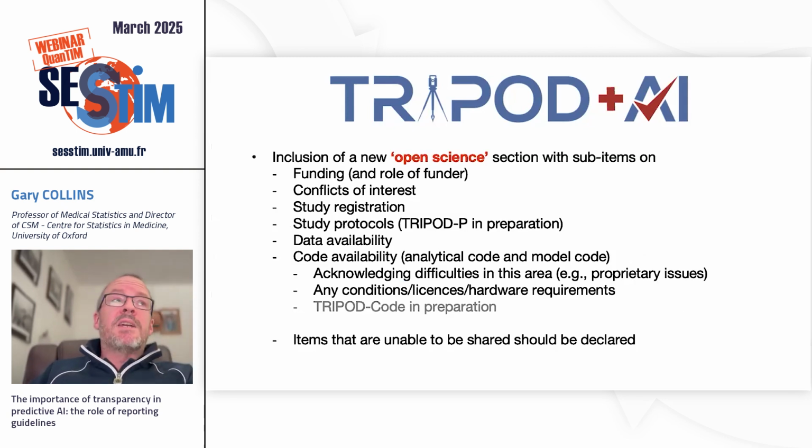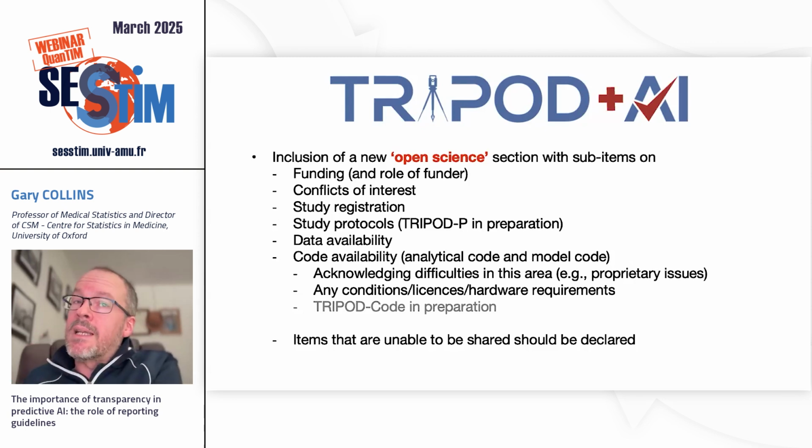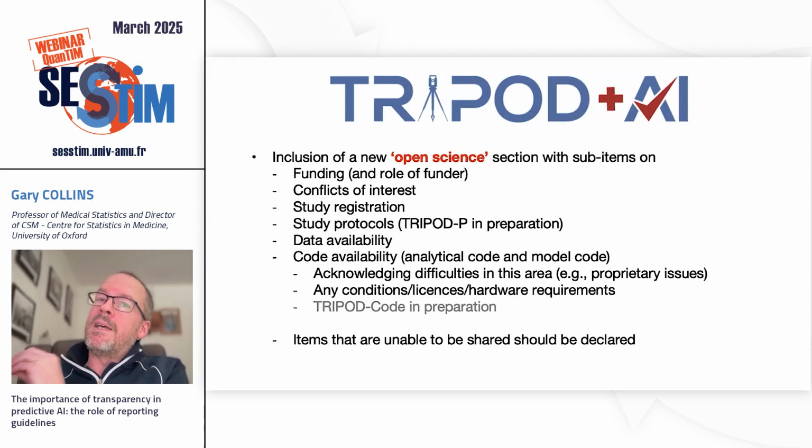We have a new open science section, so we're asking authors to declare their funding and conflicts of interest. We're asking them to register the study where possible on clinicaltrials.gov or some other registration platform. Have a protocol. It doesn't have to be published, but at least make it available on the Open Science Framework, along with data availability and code availability. All of this should be declared. Again, acknowledging that not everything can be shared, but if it can't, say why not.